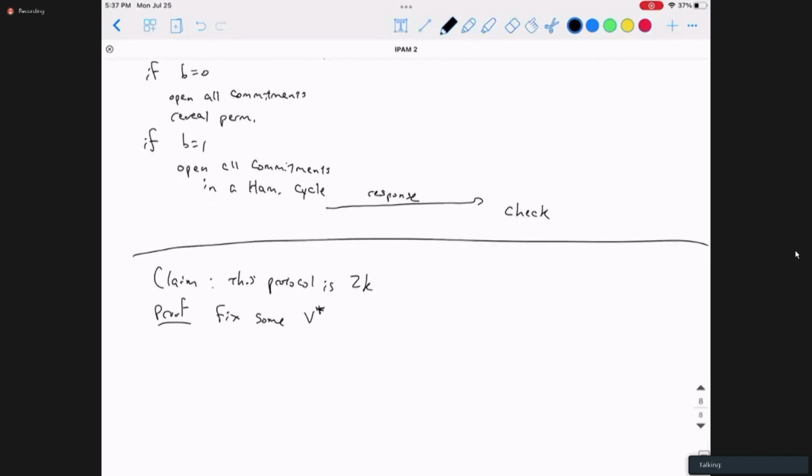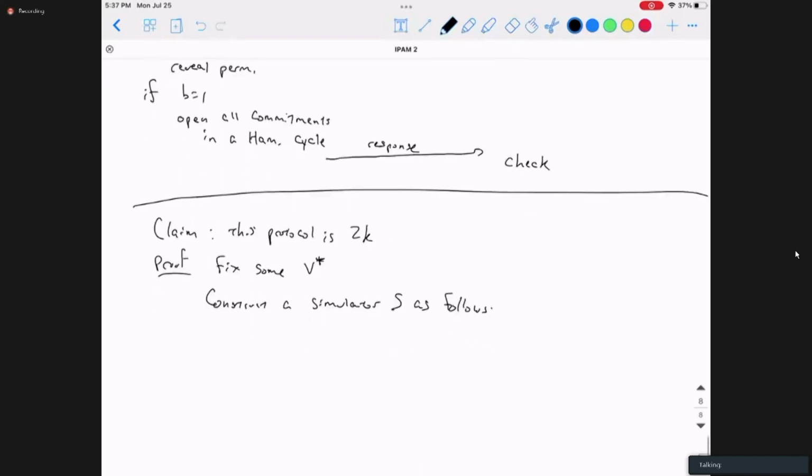So we need to show how to simulate the view of that verifier. So we're going to construct a simulator, S, as follows. S, first of all, is going to be given a copy of the graph G, because the cheating verifier V star has a copy of that graph.